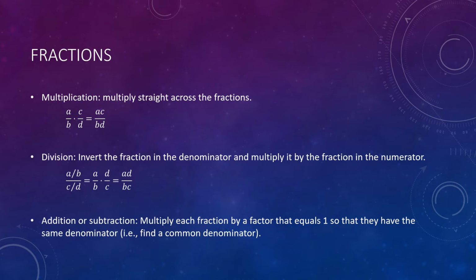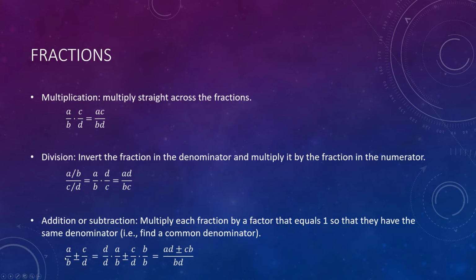Stating this in full, you multiply each fraction by a factor that equals 1 so that they have the same denominator. So let's say we start with a over b plus or minus c over d. And note I'm saying plus or minus because this rule works for both addition and subtraction. So plus or minus just means whichever one you're dealing with. So to do this, you need to find a common denominator.